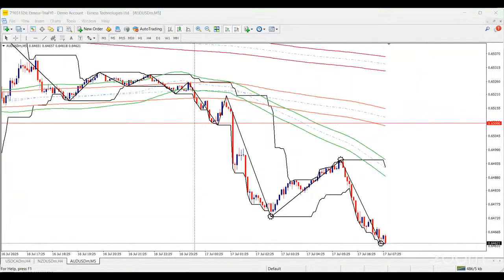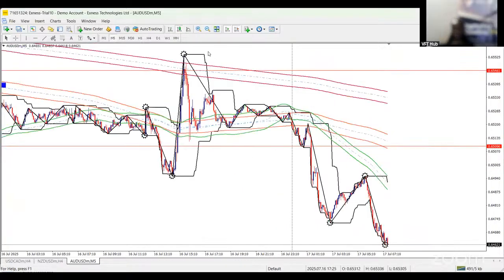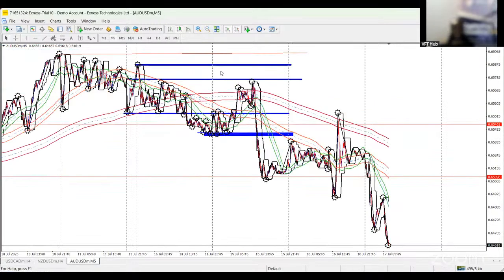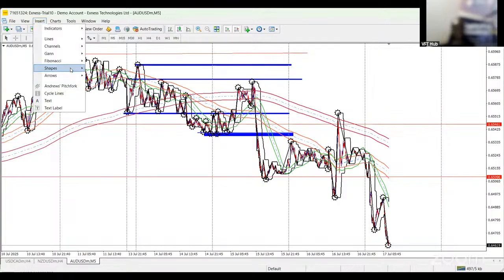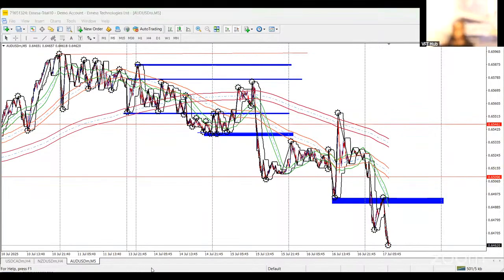I'm going to go ahead now and mark out even more POIs on M5. And what are those points of interest that we always mark out? Yesterday's high and low, day before yesterday's high and low. Draw them into today's market movement.